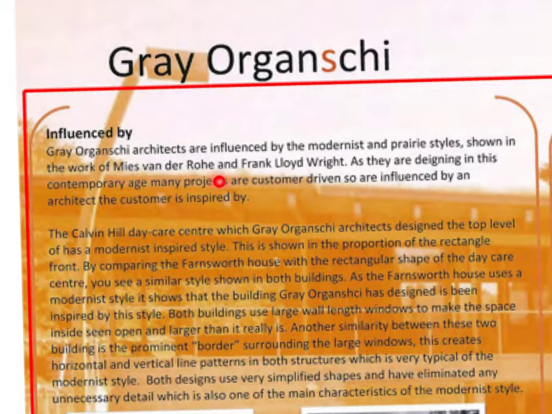First thing to look at is that this student has discussed the influence that the architect has used and taken on into their own designs. So we can see they've used Mies van der Rohe and Frank Lloyd Wright, and it's very important that you reference the designer that has gone beforehand.